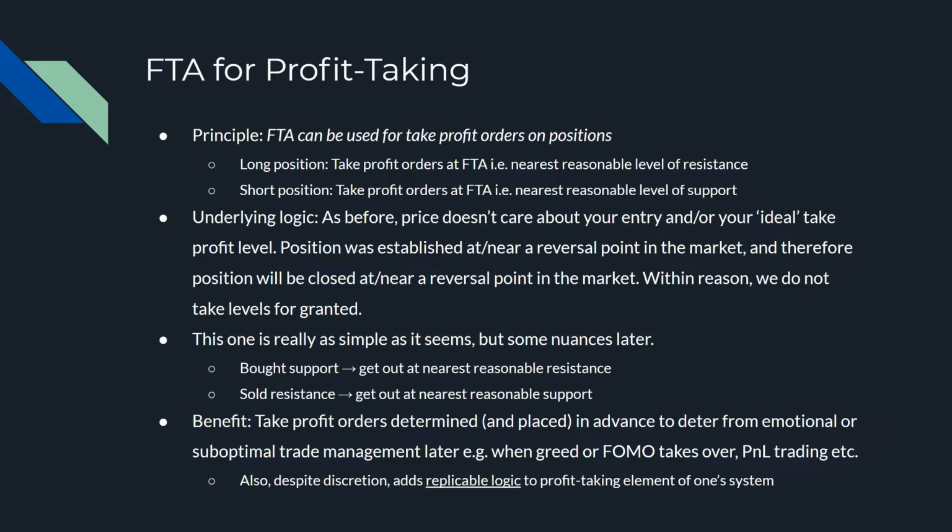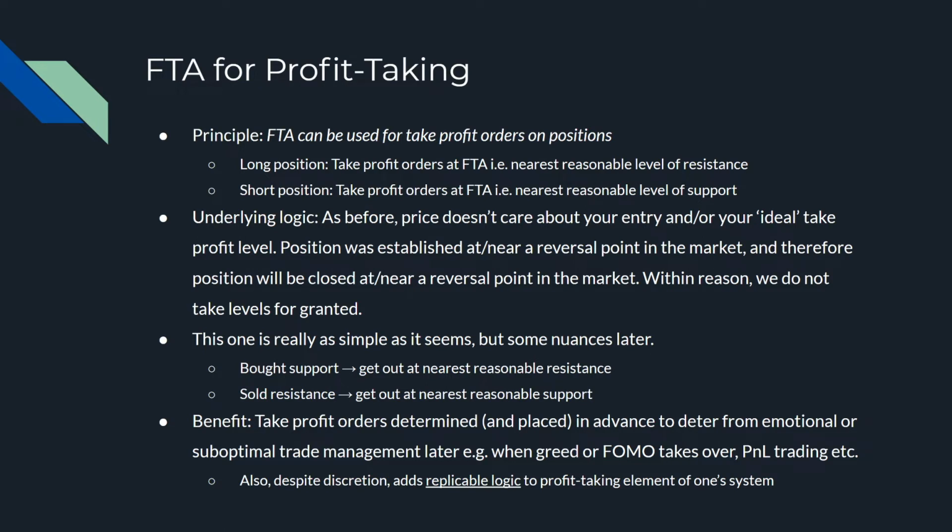So what's the underlying logic of using FTA for profit taking? As before, price doesn't care about your entry or your ideal take profit. I'm generally assuming that your position was established at or near a reversal point, or some point in the market that you deemed significant enough to take a trade, and therefore the position will also be closed, or perhaps scaled off or lightened, also at or near a reversal point in the market. Generally, with the FTA framework, your reasons to exit a trade will bear some resemblance to the reasons for entering a trade.